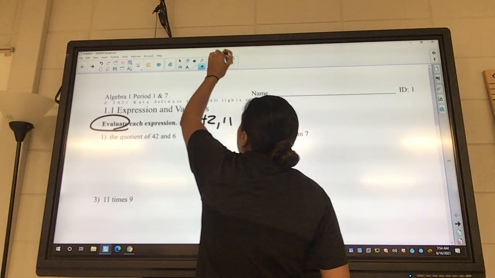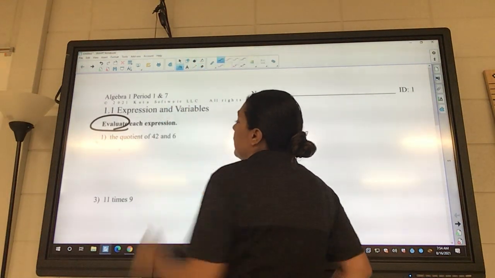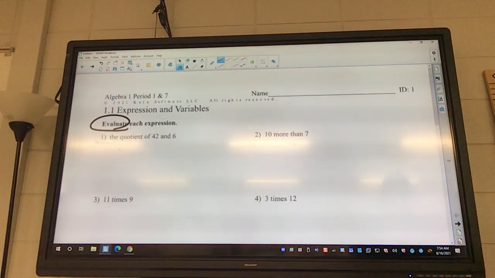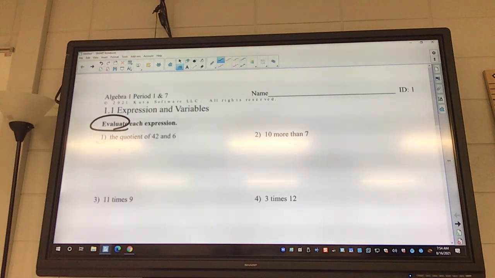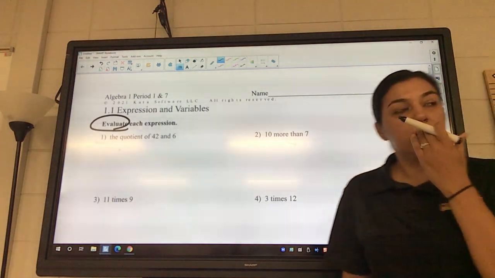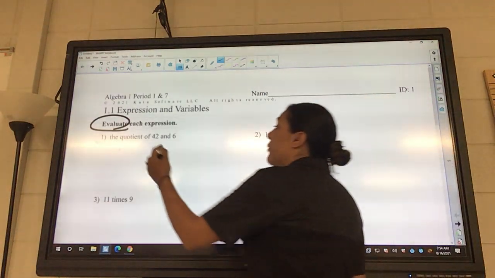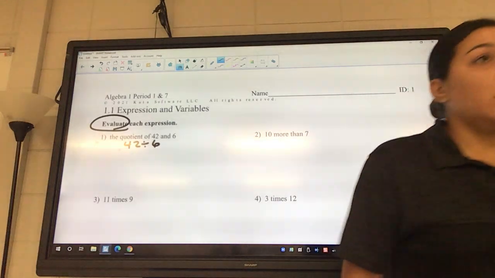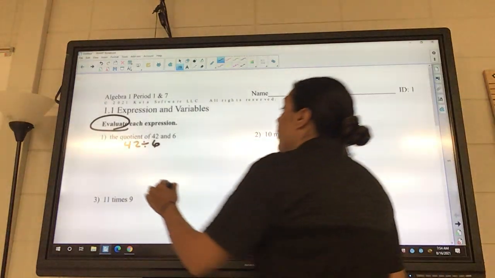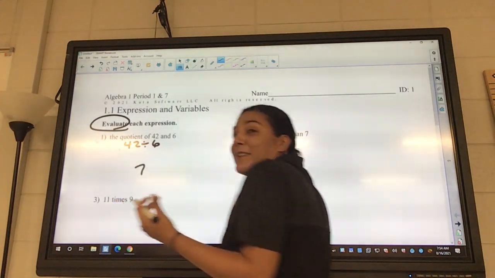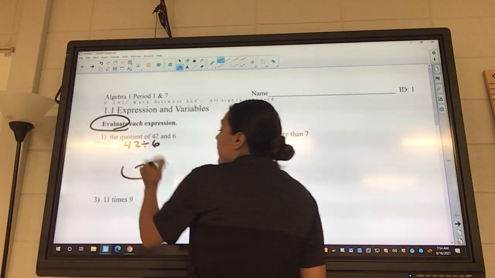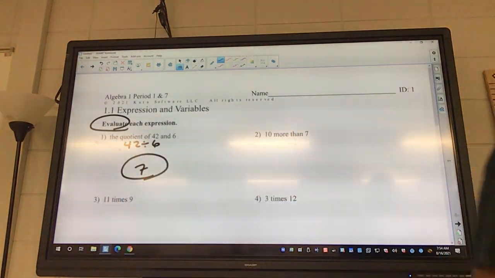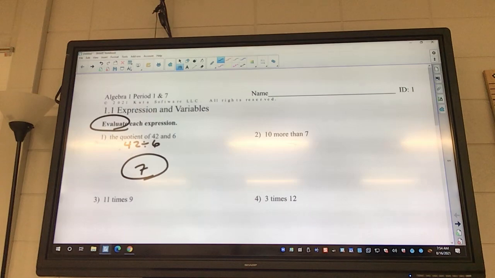We're just going over some math terms. It says the quotient of 42 and 6. What does quotient mean? Anybody know? Divide. So it's really 42 divided by 6, which is what? 7. It was close. So 7 is going to be your actual legitimate answer. That's what it means to evaluate.